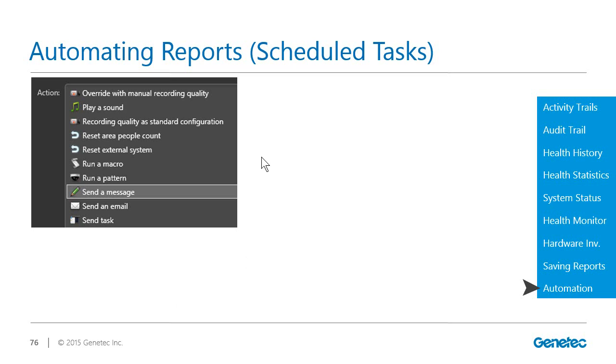Okay, so our next step, we need to select which action we want to perform. Now we can use a scheduled task for pretty much any action that we want to take, such as sending a message or playing a sound. In our case though, we want to do something with the report that we saved. So we basically have two options. We can either mail the report to a user, or we can send the actual saved task to a user who's logged in.